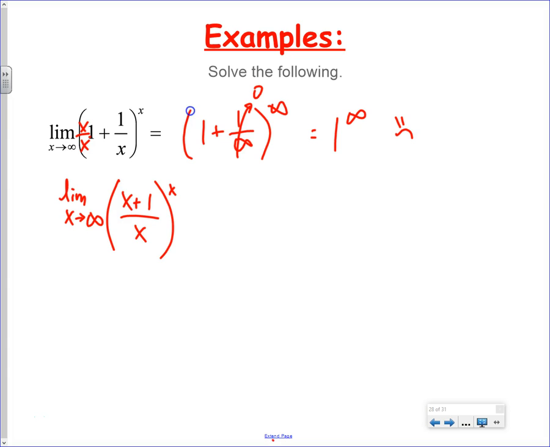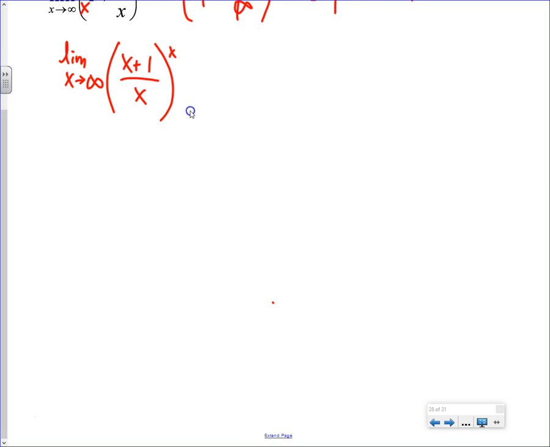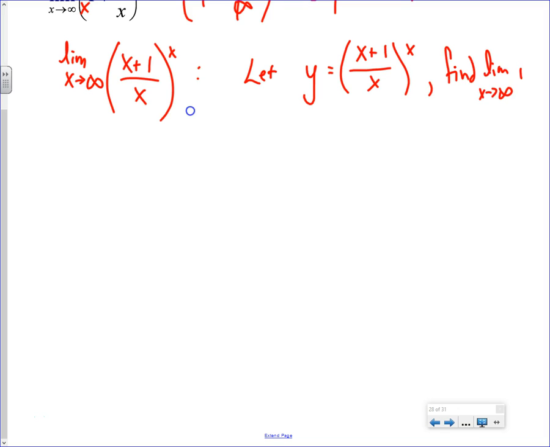Here's what I want you to do. Let y equal x plus 1 over x, all raised to the x, and I'm trying to find the limit as x goes to infinity of y. True? Now that I have two sides, what can I do?